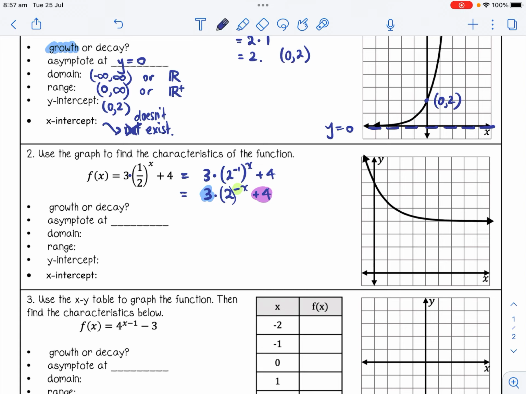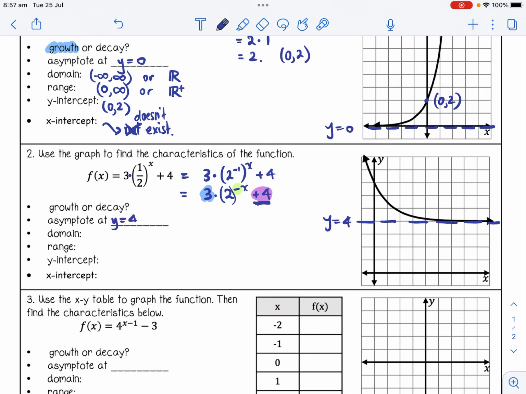Okay, so my asymptote. This plus 4 is going to move the asymptote normally at y equals 0. It's not going to be there anymore. It's now going to be at positive 4. So we've got our grid lines here. My asymptote is at y equals 4.